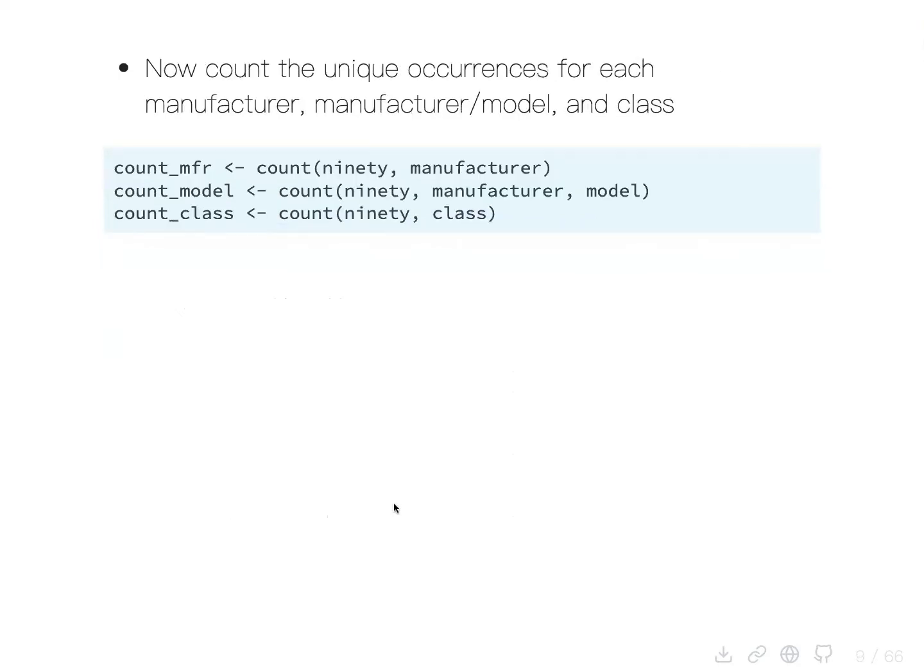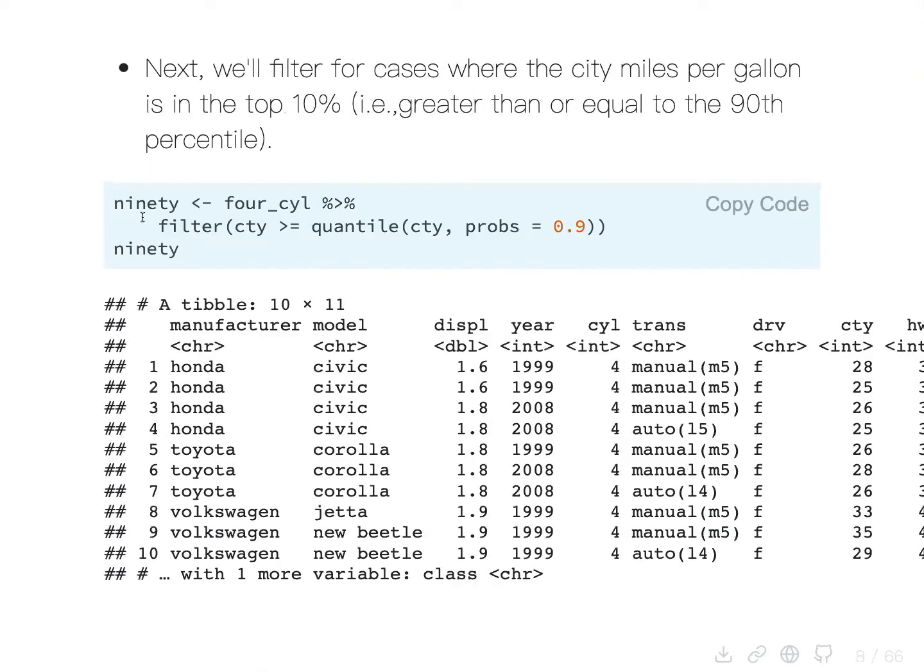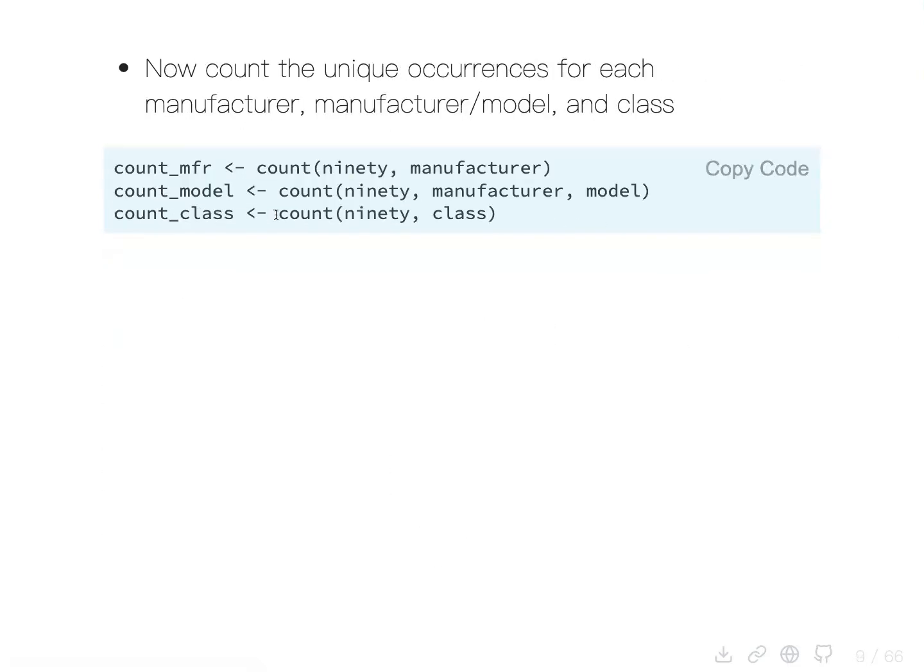Now let's say we want to count the unique occurrences for each manufacturer, each model tied with the manufacturer, and each class. I can do that pretty easily within dplyr as well. I just say count. 90 is the thing I called this back here, right? From 90, count the manufacturers, count the manufacturer and the model, and then count the class.